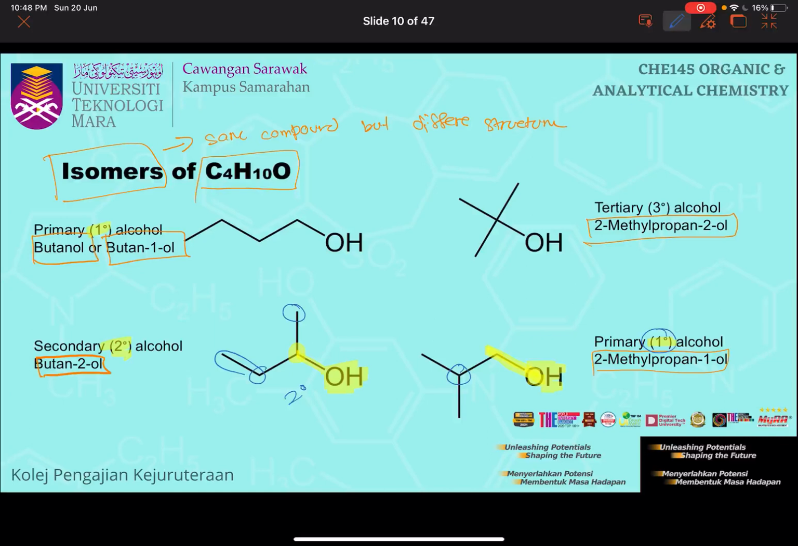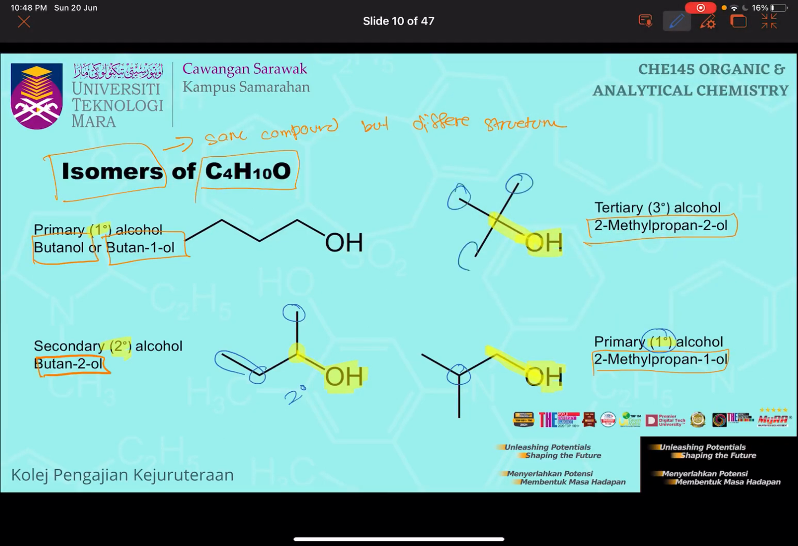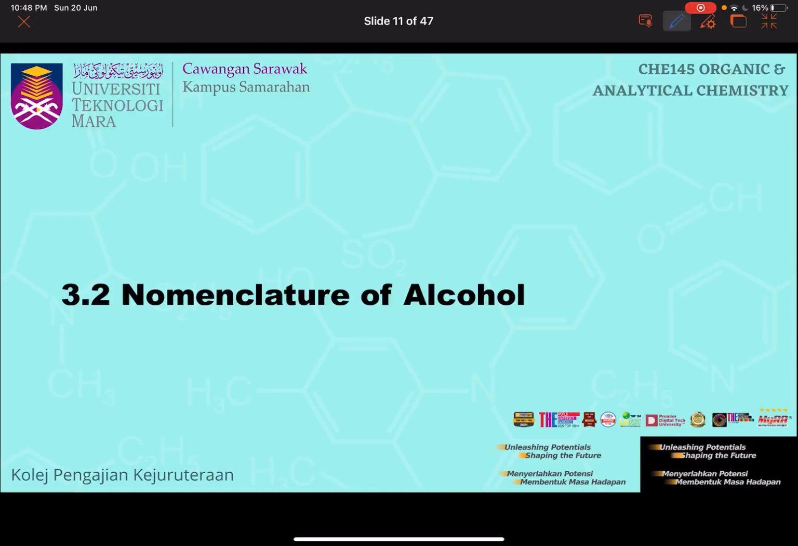Now for the 2-methyl propan 2-ol, when we look at this carbon, you have 1, 2, 3 hydrocarbons around that carbon, so this is a tertiary alcohol. So that is all for 3.1, where we talk about the structure of alcohol.